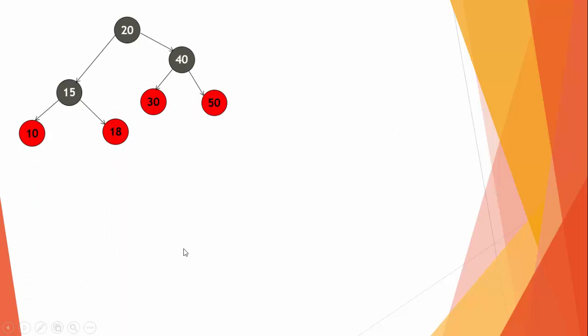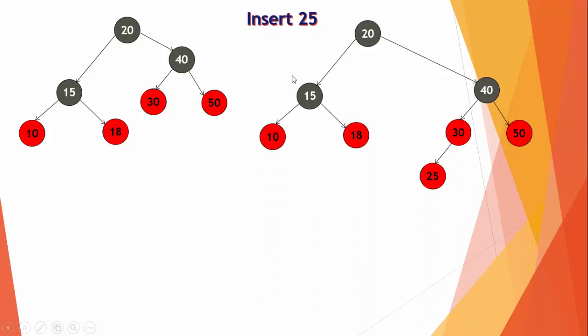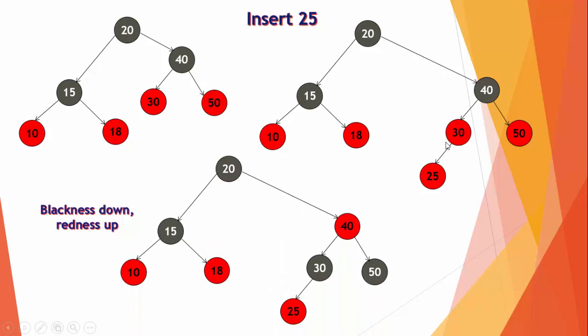Okay, this is our tree now. The next event is to insert 25. 25 is the left child of 30. Here we have the second case because this node is red, its parent is also red, and the uncle also red. We need to change the color between the parent and the grandparent as shown. Parents became black and grandparent became red.